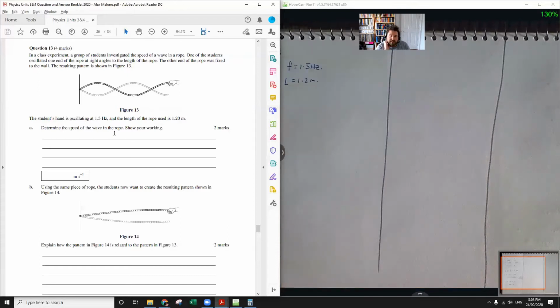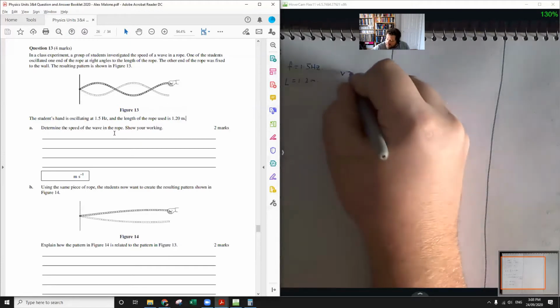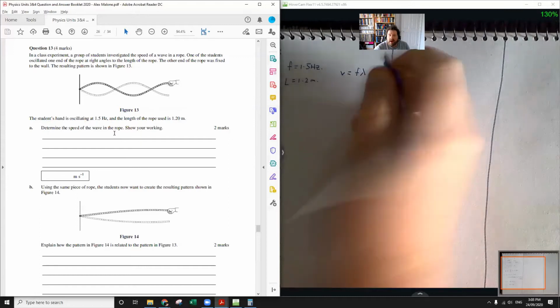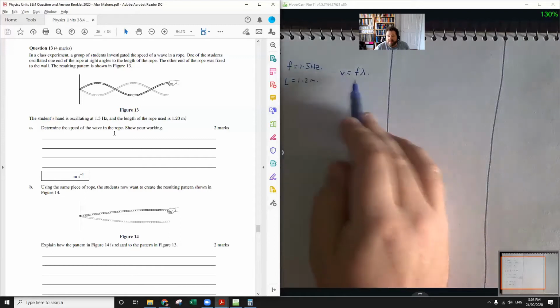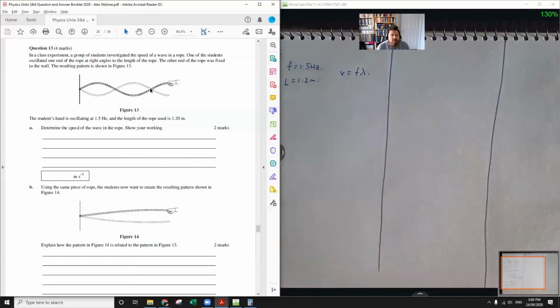Okay, so if we want to know the speed of a wave, our go-to equation is v equals f lambda. So if we knew lambda, we'd be set. We've already got f. We could find v from v equals f lambda. But we need to find lambda here. And so the way we do that is we look at this and we can see that this looks like a harmonic of a half open, half closed system, right? So we've got a node at one end and an antinode at the other.